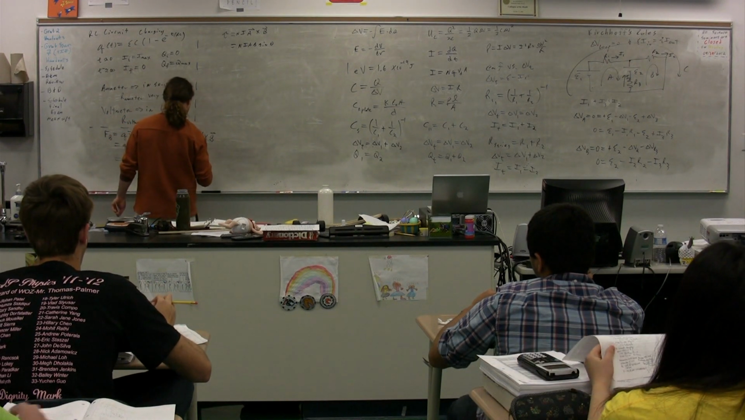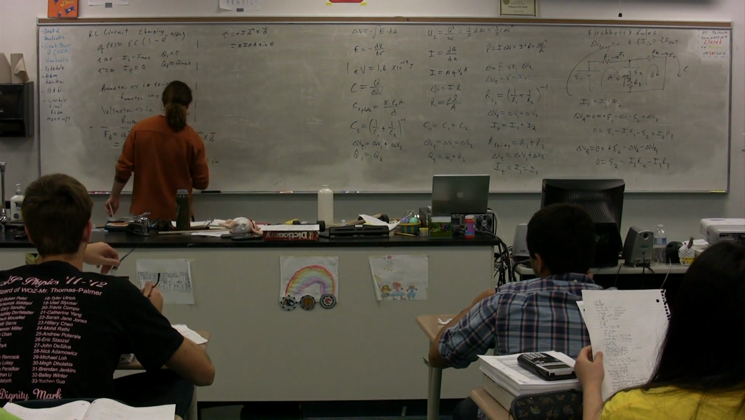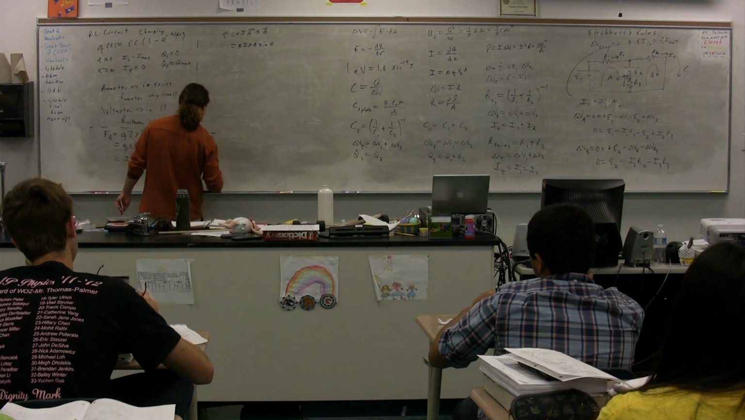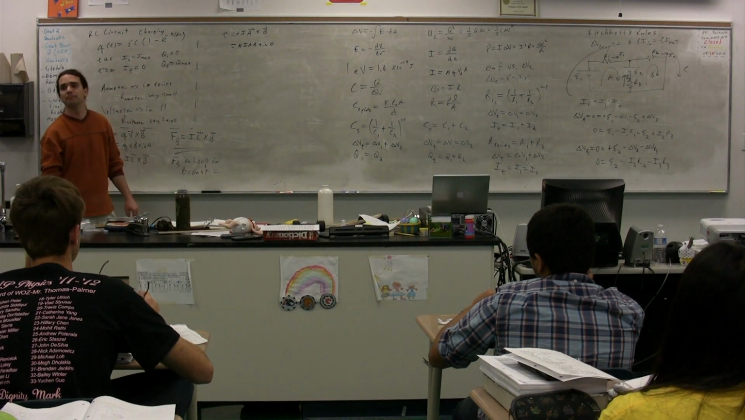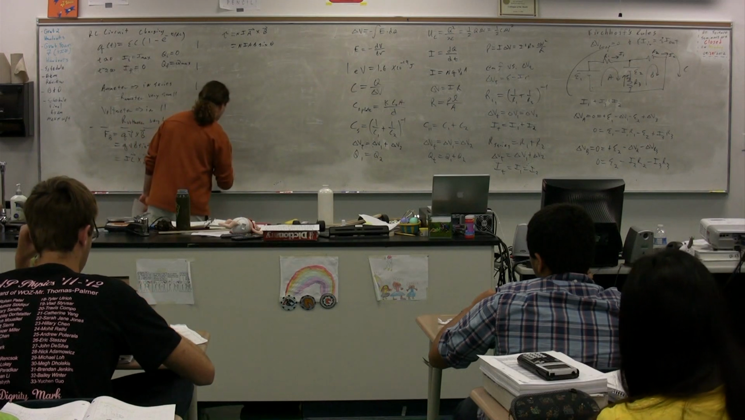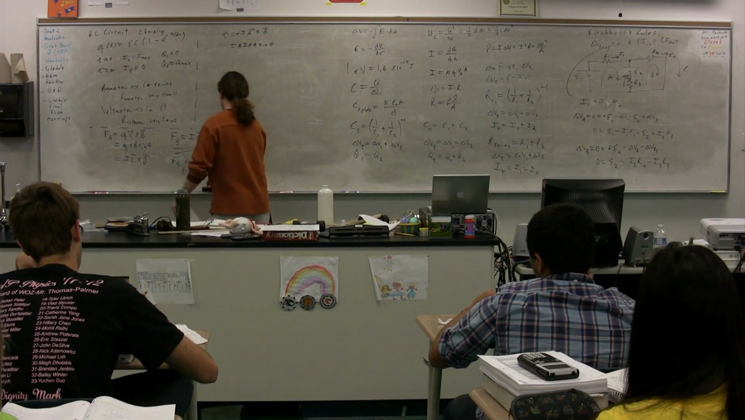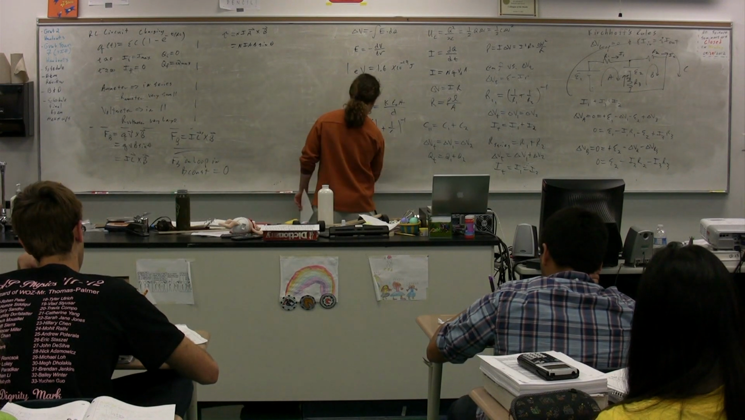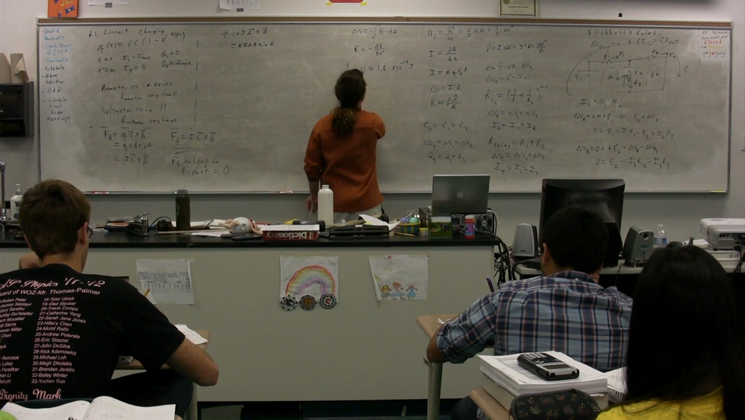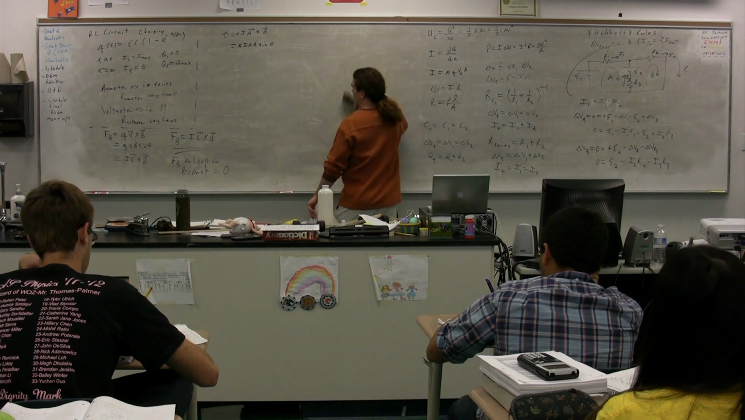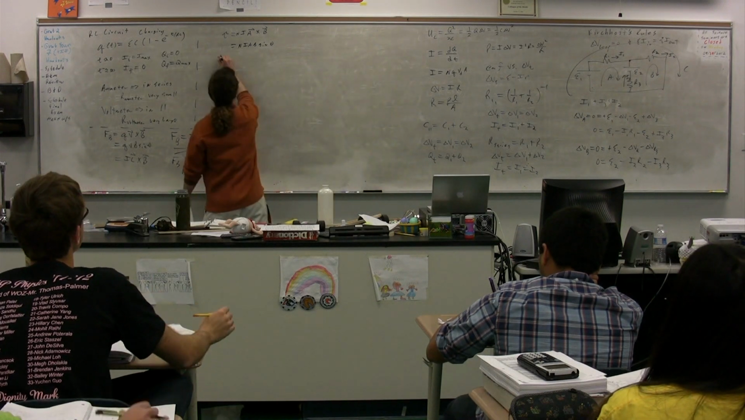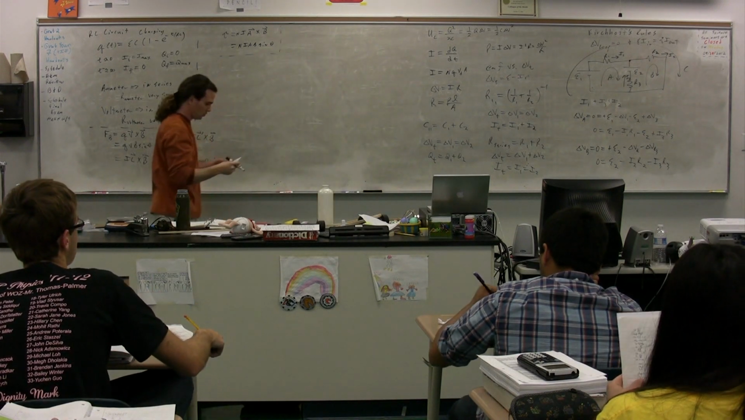on a loop in a constant magnetic field is equal to what? 0, because L prime is equal to 0. So if you have a full loop in a constant magnetic field, the net force is going to be equal to 0. Does that mean the net torque is going to be equal to 0? No, it just means the net force is going to be equal to 0.